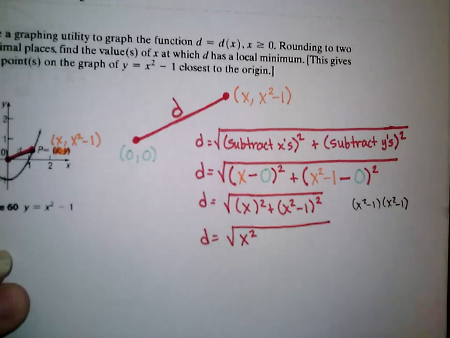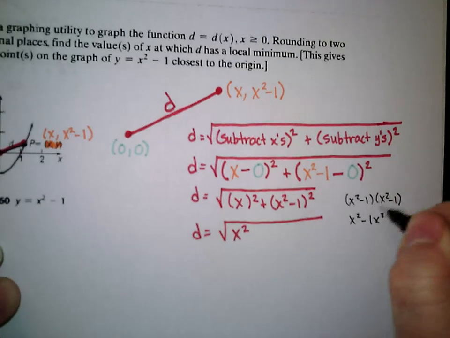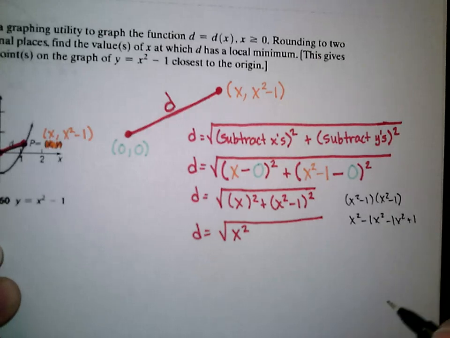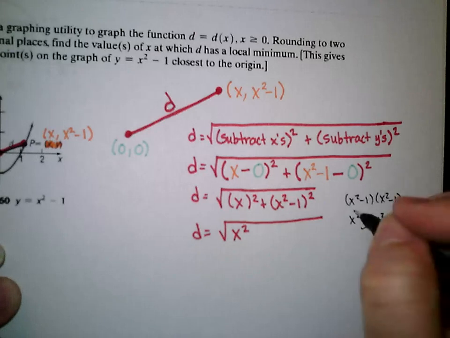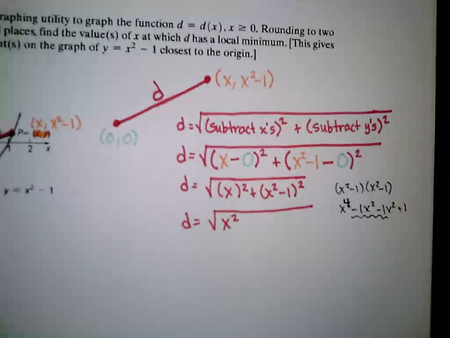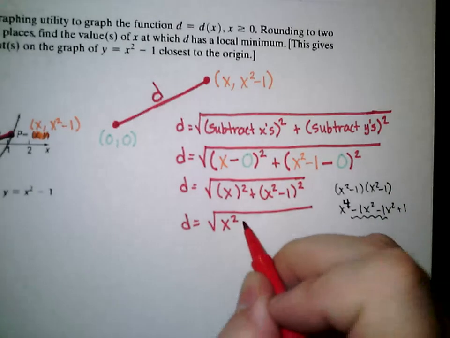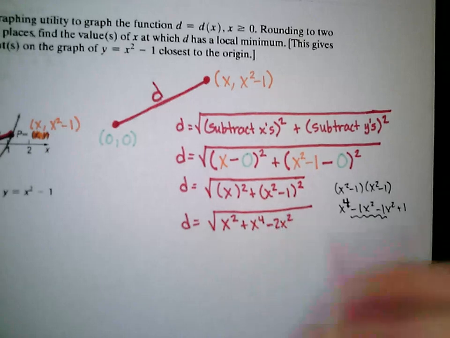So distribute x squared. So x squared minus 1x squared minus 1x squared plus 1. Combine those like terms. Oh, x squared times x squared is x to the fourth. You guys were probably trying to tell me that. I couldn't hear you though. So that's going to be x to the fourth minus 2x squared plus 1.